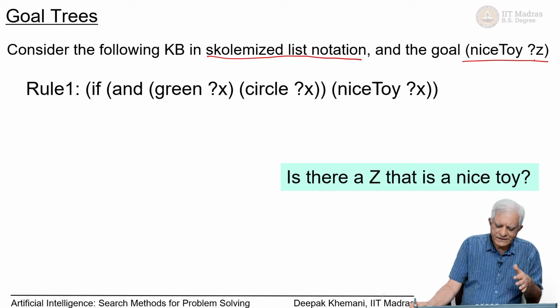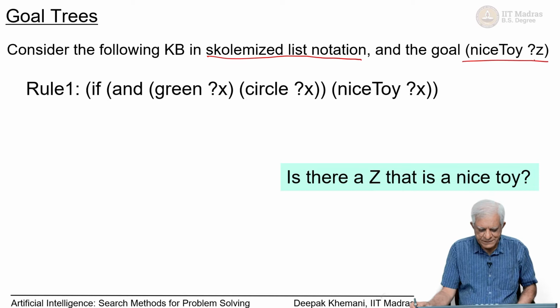Rule number 1 says that if x is green and if x is circular, maybe the base is circular, then it is a nice toy. So, it must be green and it must have a circular base. That is rule number 1.